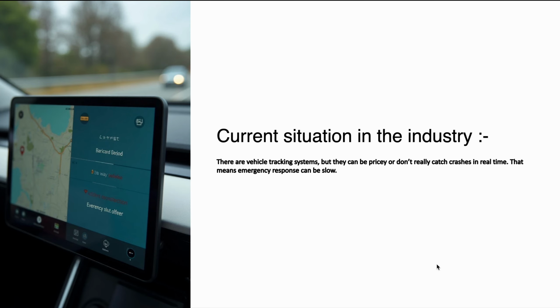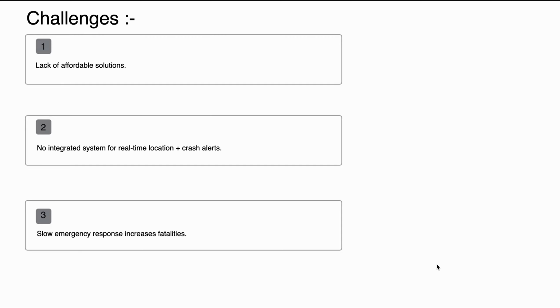First of all, we will go to the problem domain, meaning what is the problem in the current situation in the industry. We can see that there are many vehicle tracking systems in India, but they are very pricey and don't really catch crashes in real time. That is why we need an emergency response, but it is very slow in India. So there are some challenges faced by people. The first is the lack of affordable solutions. The second is no integrated system for real-time location and crash alert. The third is slow emergency response, which increases fatalities.